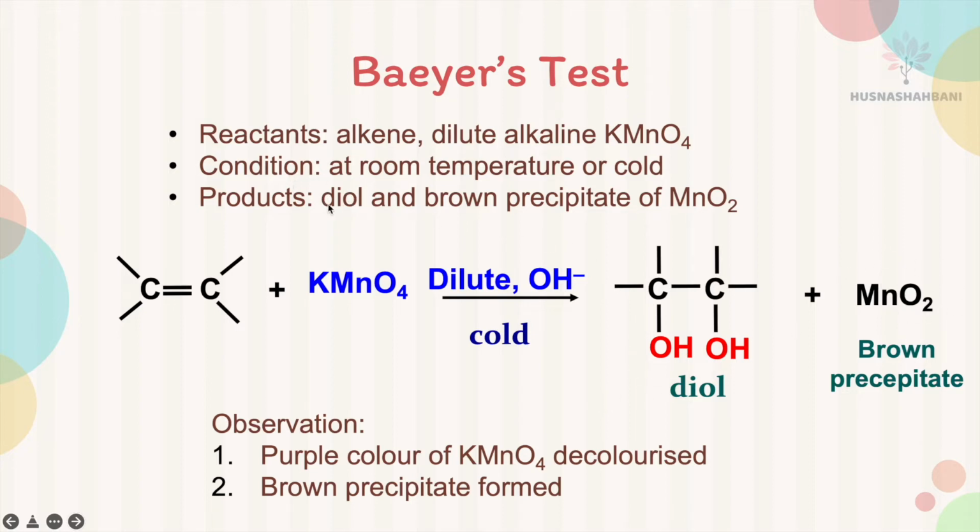Diol means two OH groups. Di means two, ol means the OH group. So the product must have two OH groups.